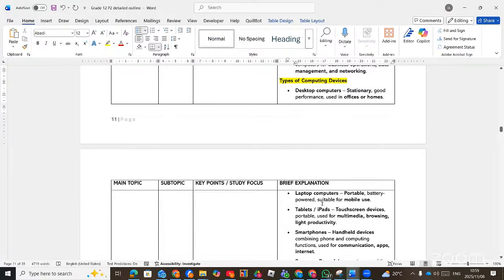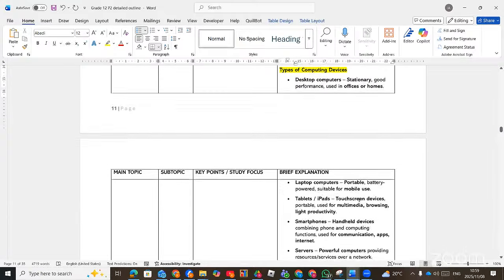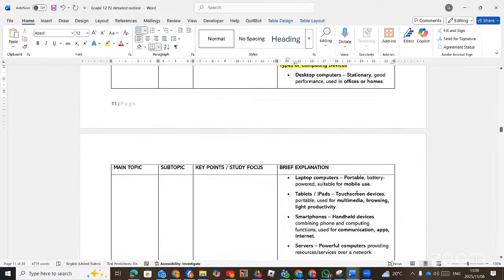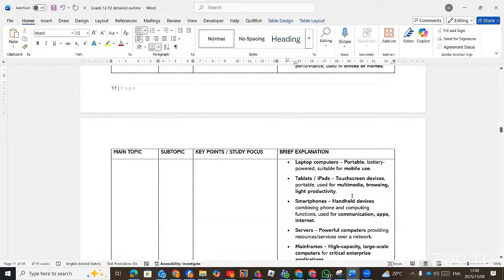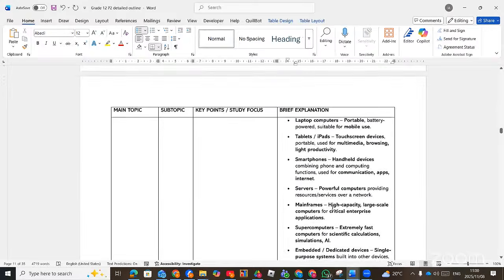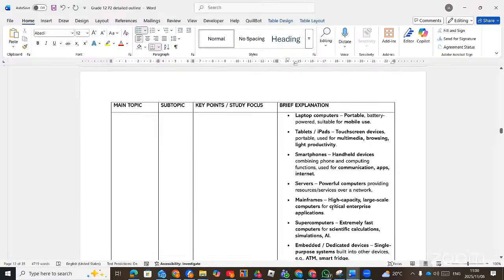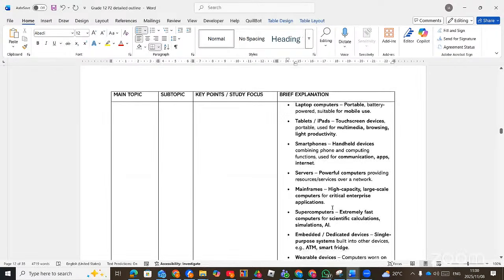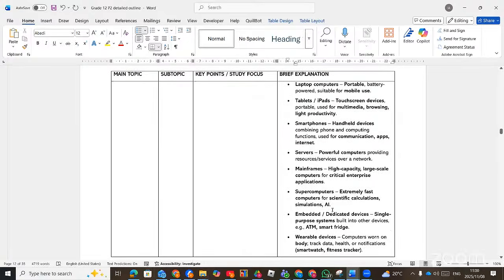Laptops, why do we need a laptop instead of a desktop? They are portable. They can ask you to differentiate that. Battery powered, suitable for mobile use. That means you can move around. Tablet, smaller size, touch screen is also available, and for multimedia and browsing. And then smartphones are also handheld. They combine multiple functions together. A server is a more powerful computer which shares resources with client computers. Mainframes and supercomputers are the powerful computers, mostly for large calculations and scientific calculations.